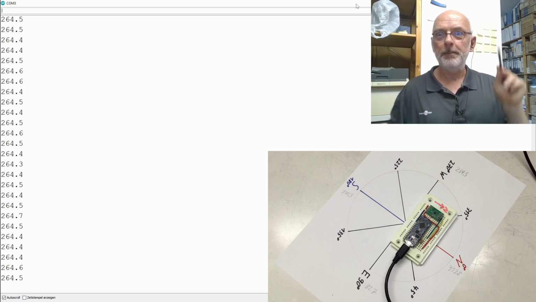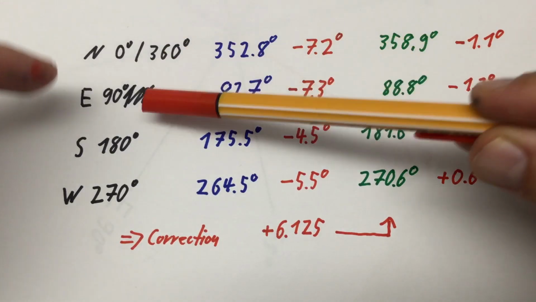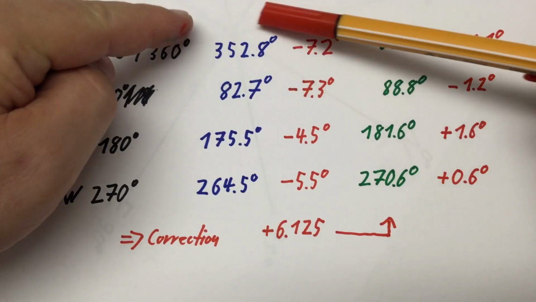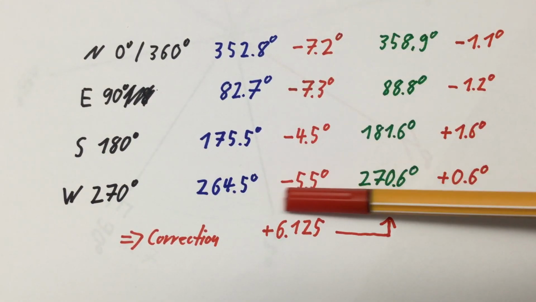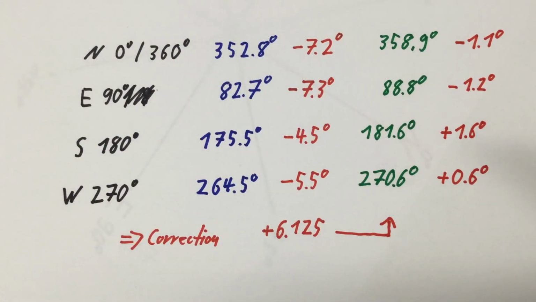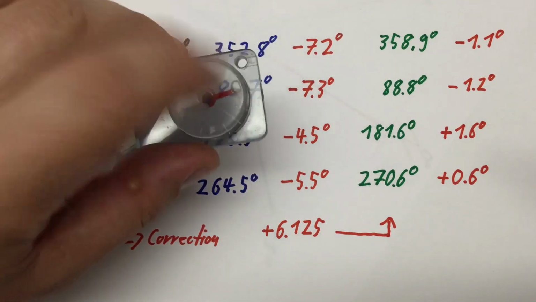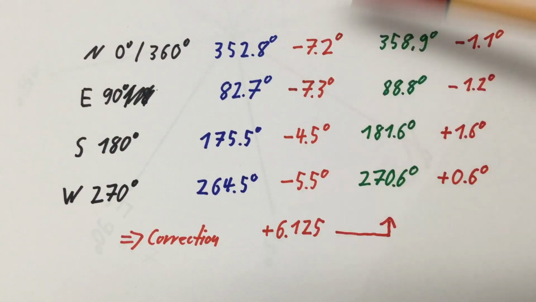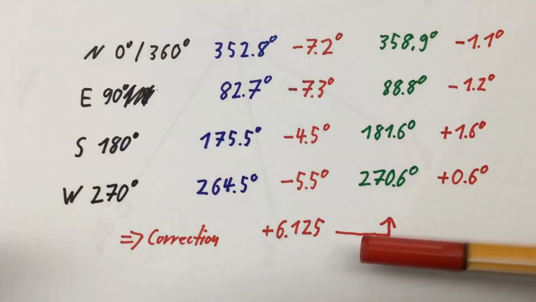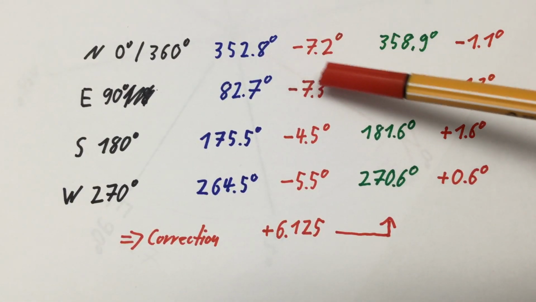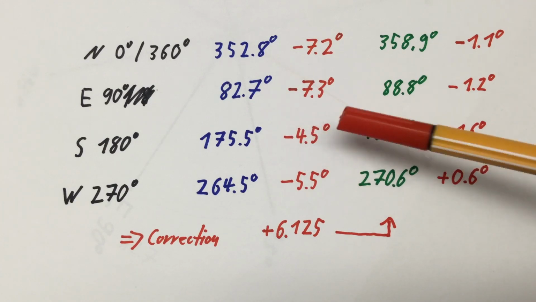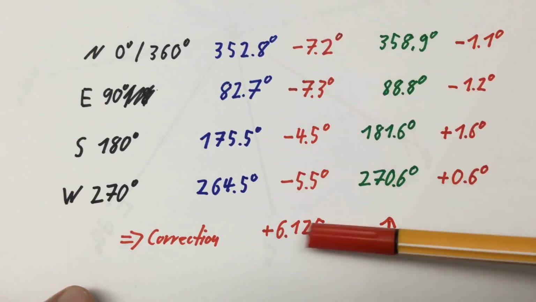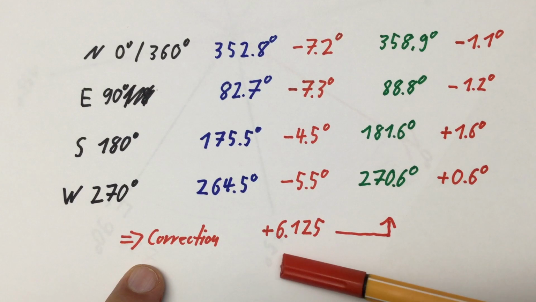Let's crunch the numbers. So, this is what the iPhone said the compass direction is. That's what we measured, and that's the error according to the iPhone. And remember, the compass had a different opinion than the iPhone. Anyway, these are the errors, and at first glance they are quite large, between -7.3 degrees and -4.5 degrees.